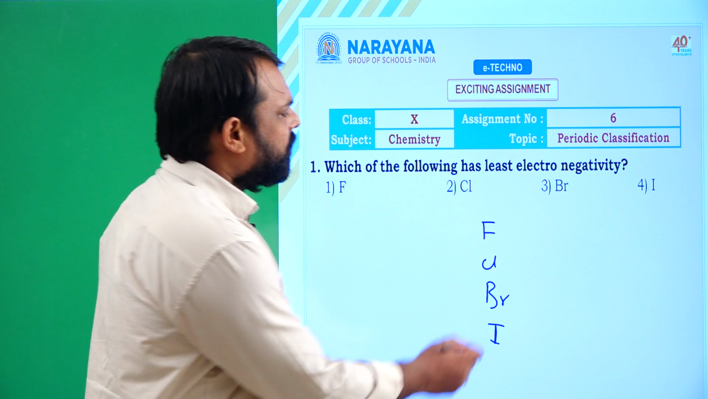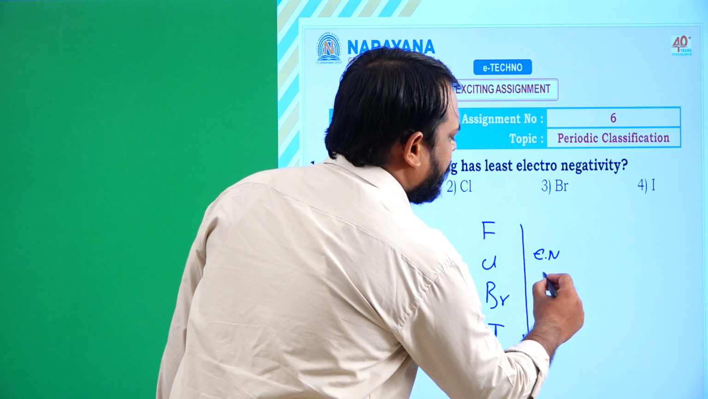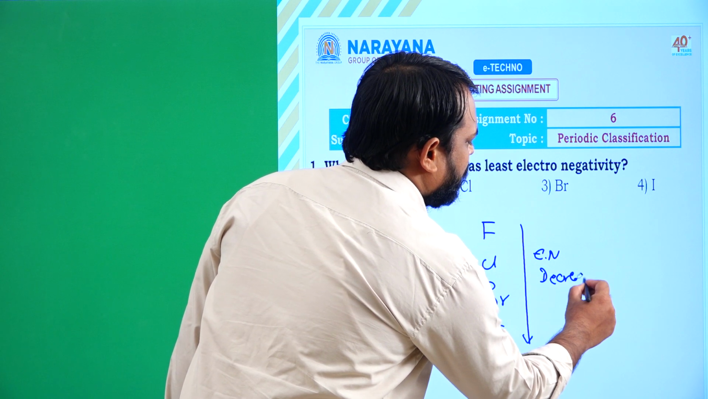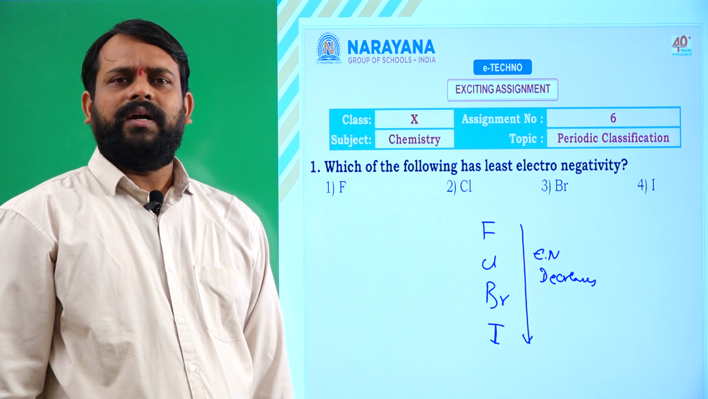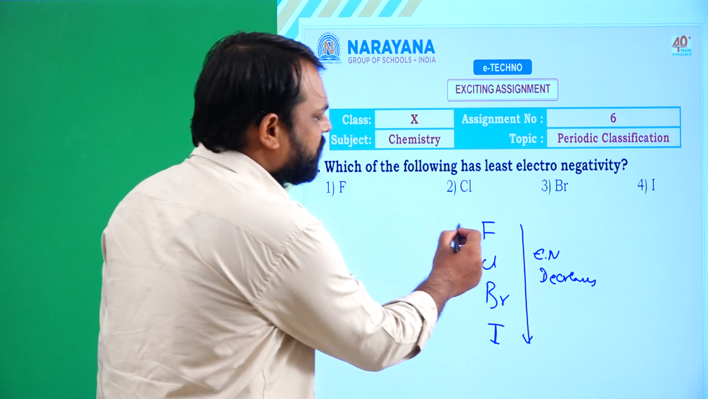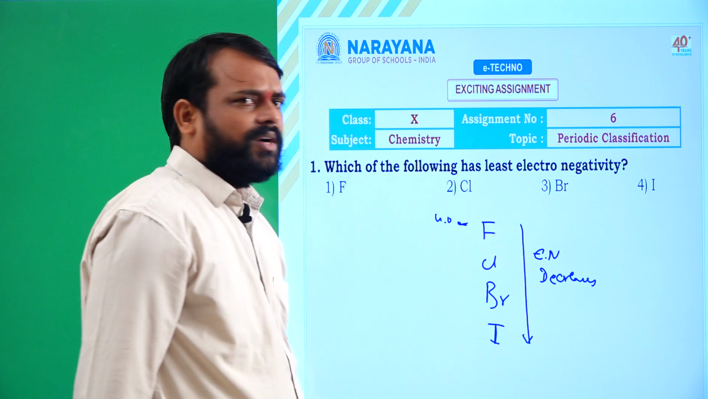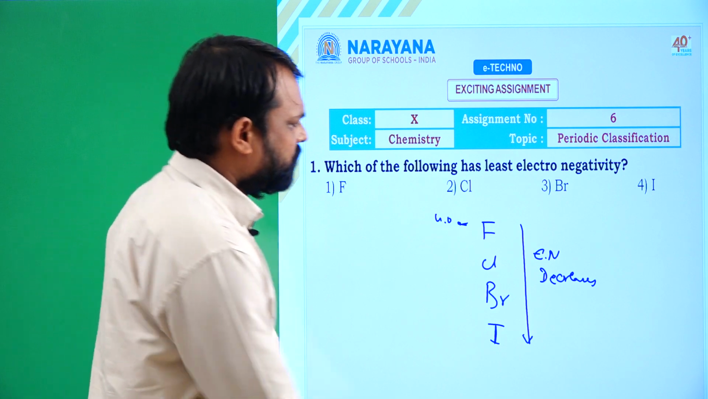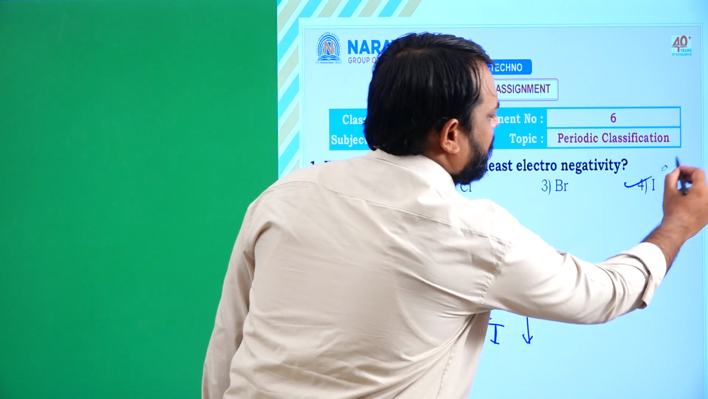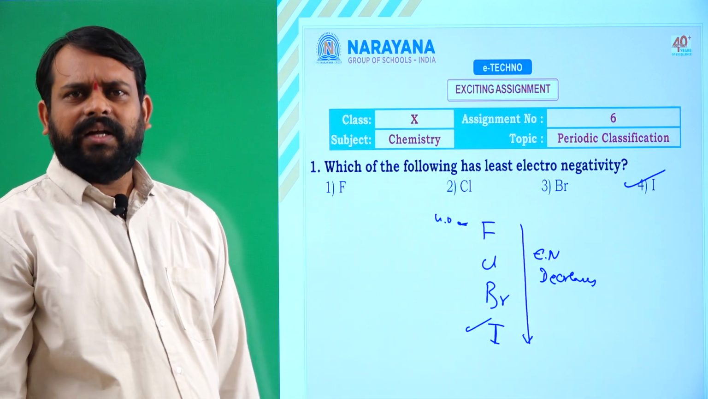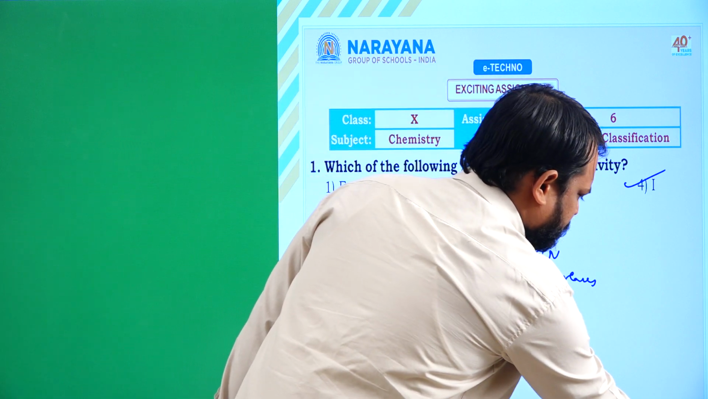In the group, from top to bottom, what happens? Electronegativity decreases. So from fluorine to iodine, the electronegativity values decrease. Fluorine has the highest electronegativity value, 4.0. Coming from top to bottom, the least value belongs to iodine. So iodine has the least electronegativity value. Here it is the fourth option. And we'll move to the next question.